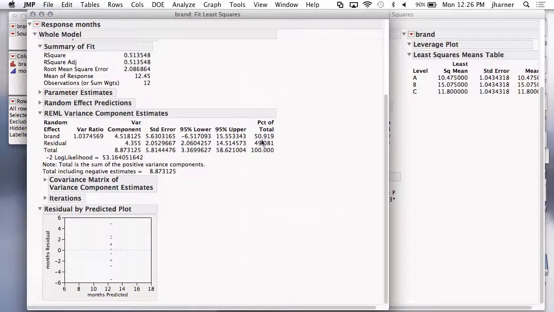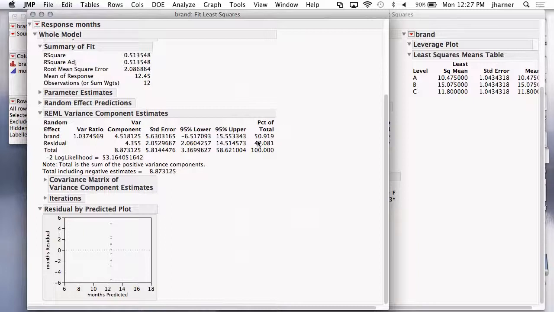Well, it does, because it's giving the percent of total. And notice that the ICC will be a little bit greater than 0.5, because they're giving the percent of the total, and the total is 8.87. So I'm looking at the ratio of the 4.51 to 8.87. So it's a little over 0.5 is the ICC. So you can get it here.